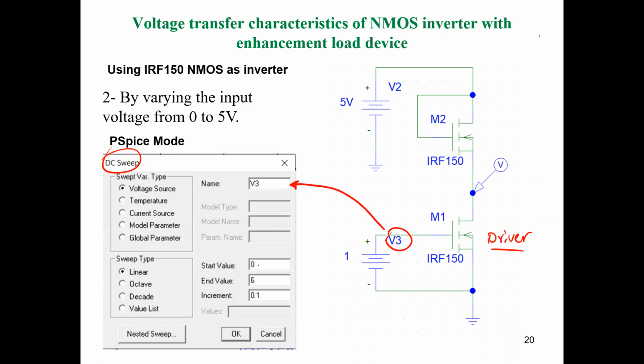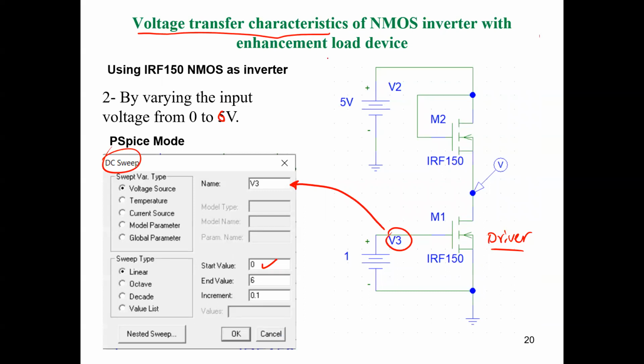For instance, I started now from 0 to end volt, for instance, 5 or 6. So I wrote here 5, but in the simulation, this is 6. So this result is going to be for 6 volt, not 5. And I made an increment of 0.1 volt, which means I will start from 0, increment the volt by 0.1 volt up till reaching 6 volt to see the performance of this driver circuit when we change the input volt here. So this is called the voltage transfer characteristics.